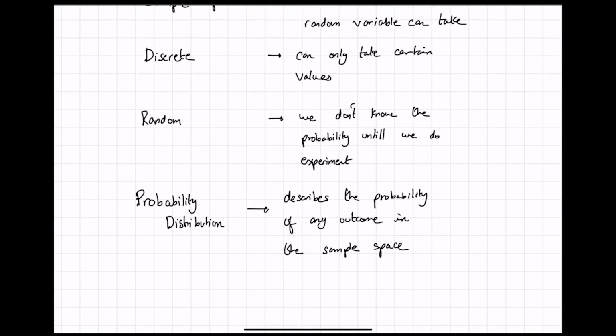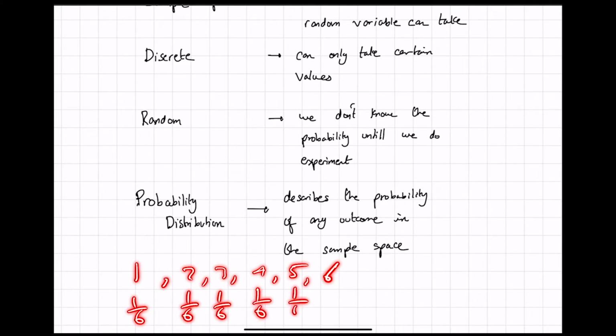And then finally, let's understand what a probability distribution is. A probability distribution just describes the probability of any outcome in the sample space. What I mean by that is, let's start with the sample space. Our sample space is 1, 2, 3, 4, 5, 6 for a rolled dice, and a probability distribution will describe the probability of each of these outcomes. So for a fair dice, this should be equal to 1/6 for each. That's what a probability distribution is.